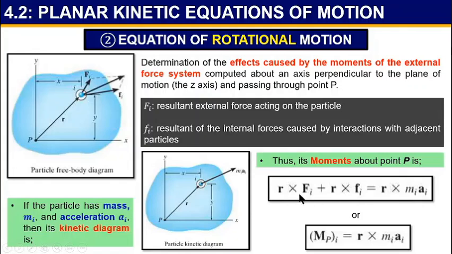And I already told you before, ma is equal to these two forces, small f and large F. That's why we can simplify this equation to moment equals r times m a. So the moment at point P for particle i is equal to r times mi ai, for particle i. So this is another equation that you need to remember for the equation of rotational motion.